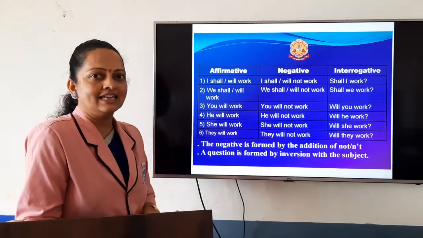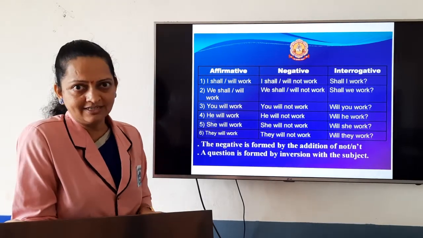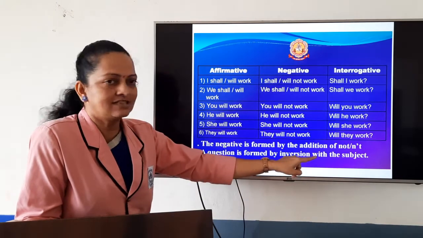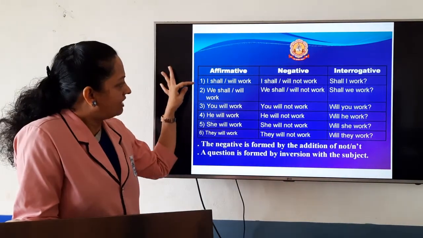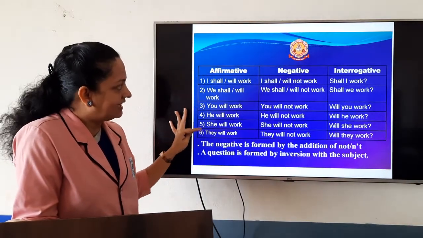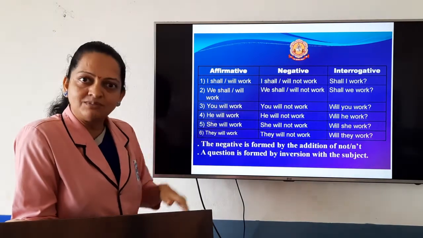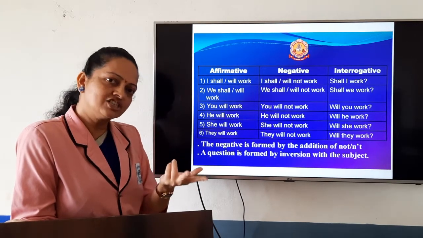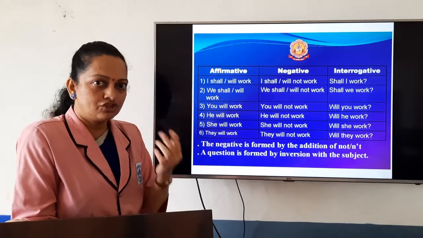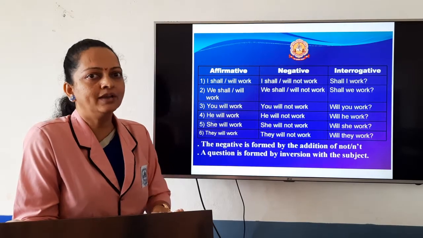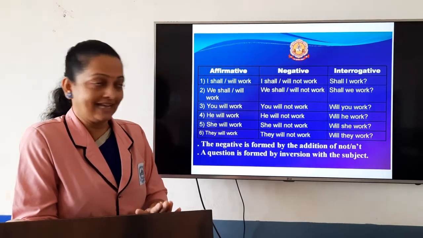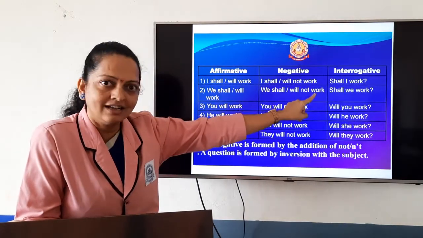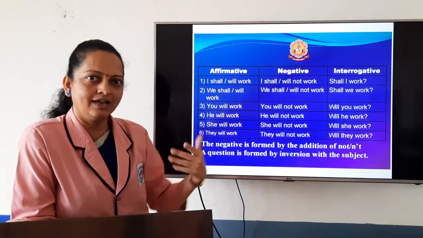Now if you see the interrogative sentence, it's simple. A question is formed by inversion with the subject. In these cases, I, we, you, he, she, they are our subjects. What you have to do is just do inversion. Just change the position of subject and verb. If you change the position of subject and verb, you get an interrogative sentence. Example: I shall work. Shall I work? Question form.